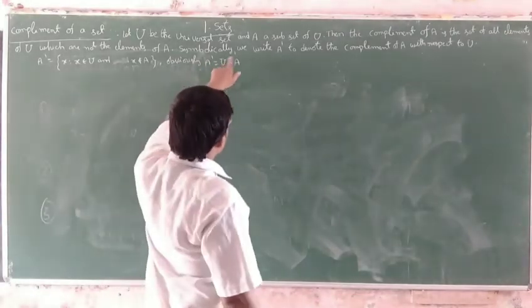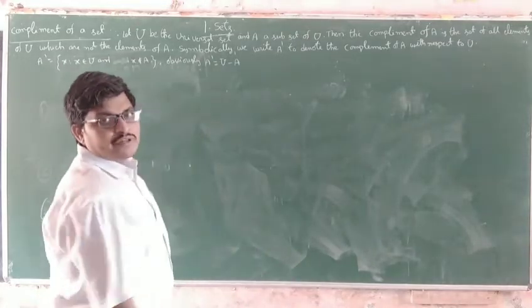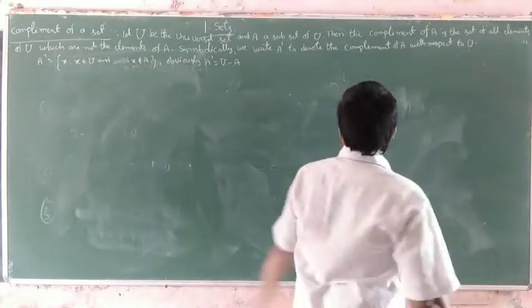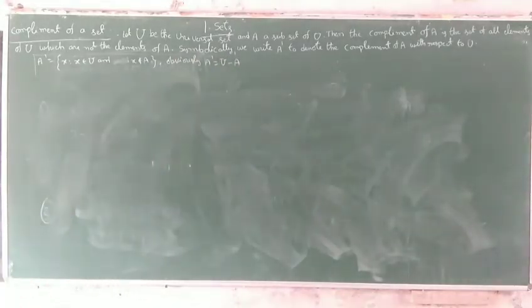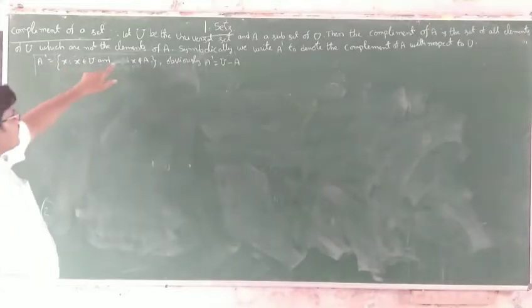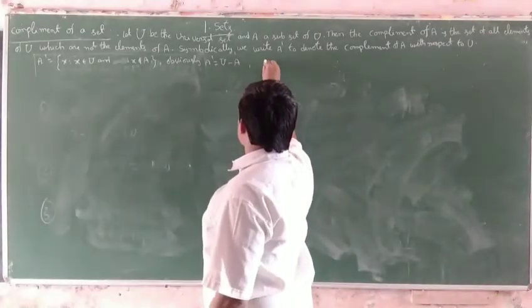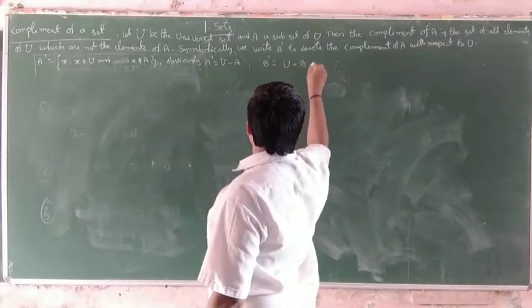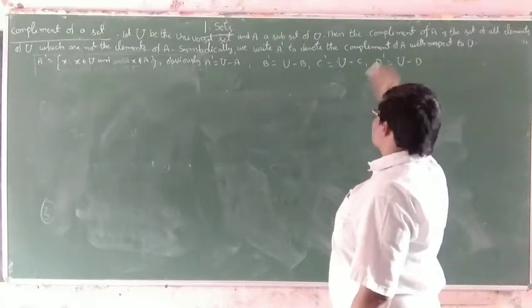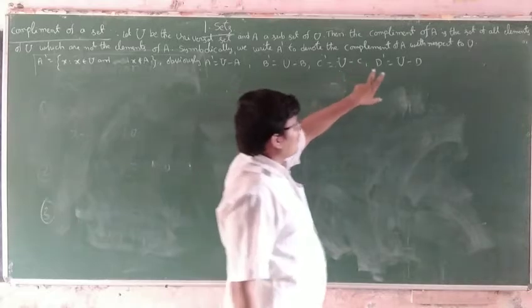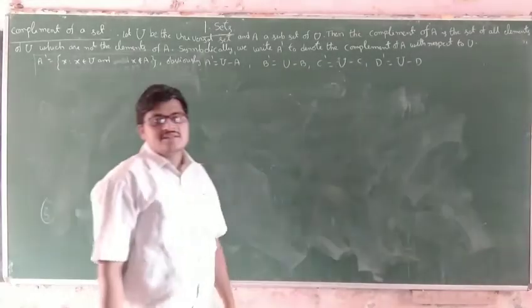Simply, the complement is denoted by A prime or A complement, with respect to U. So in the definition, this is the set builder form: the complement of A is the set of x such that x belongs to U and x does not belong to A. So A complement is equal to U minus A. For example, B complement is equal to U minus B, and C complement is equal to U minus C. In the problem, both sets U and C are given. So this is the complement of a set.